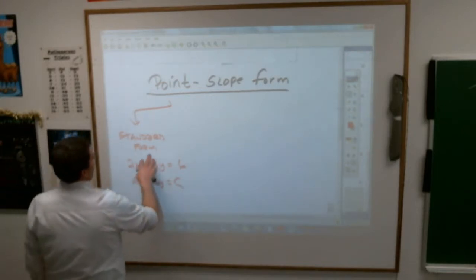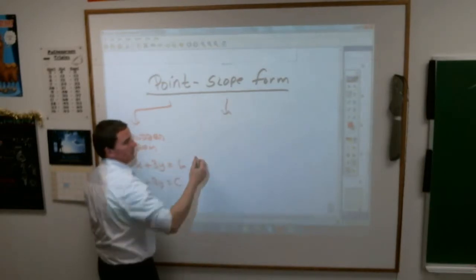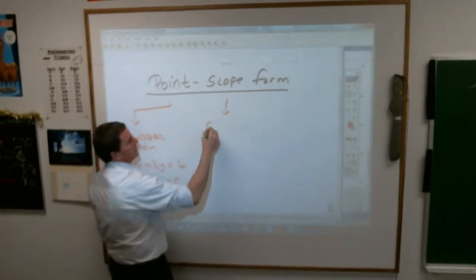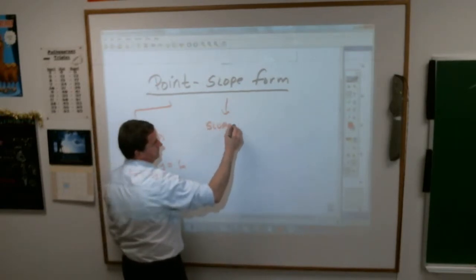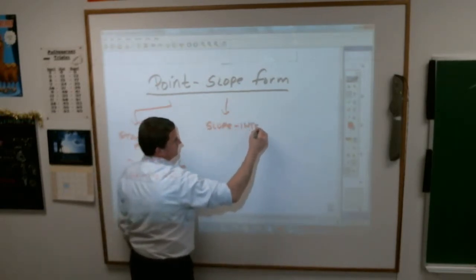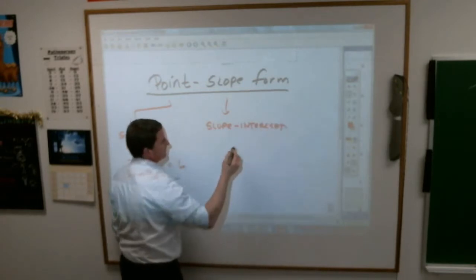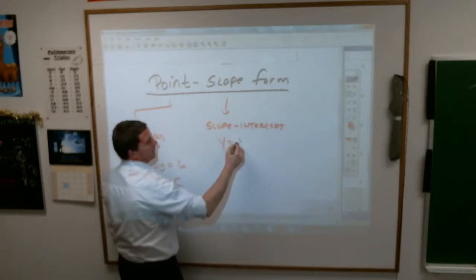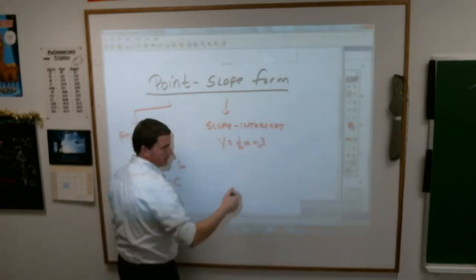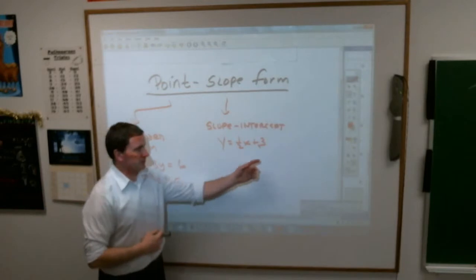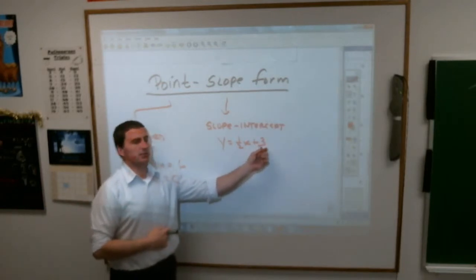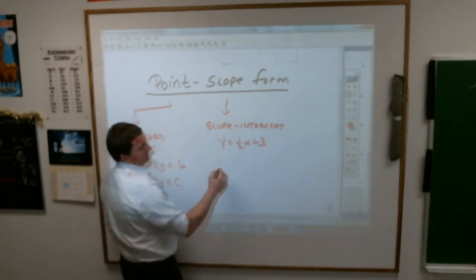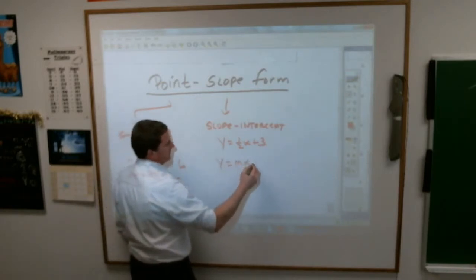The second form, the form that I like the most that's usually used, is slope-intercept form. That is where you see the equation solved for y: y equals 1/2 x plus 3. It crosses the y-axis at 3, the y-intercept, with a slope of 1/2. The generic form of that is y equals mx plus b.